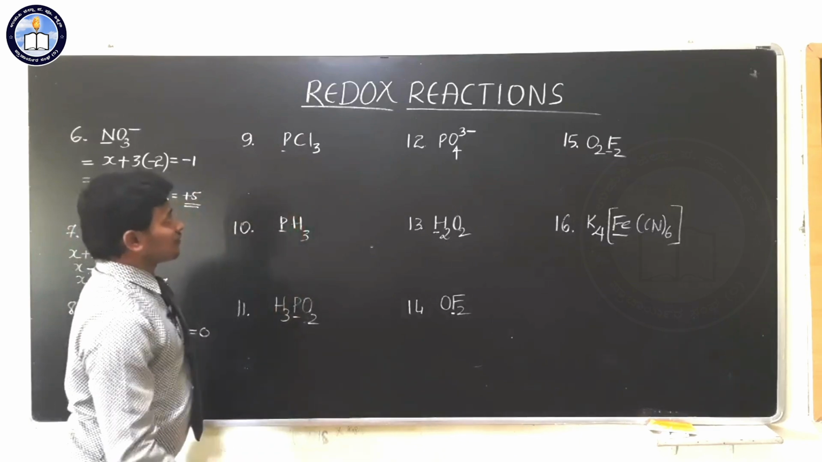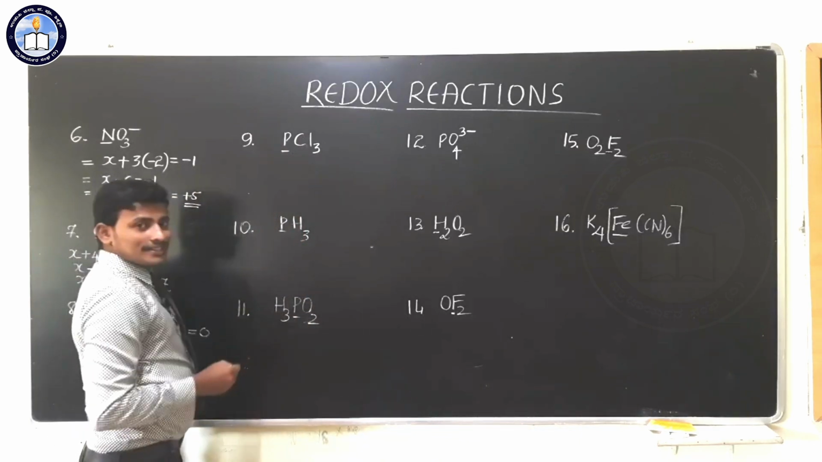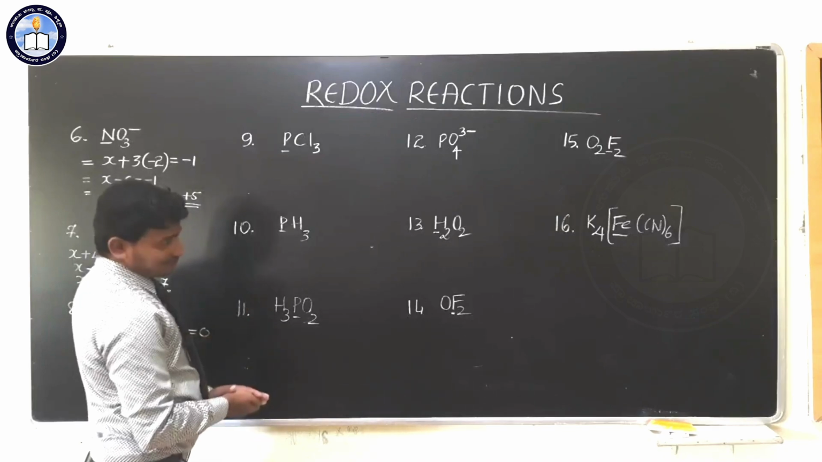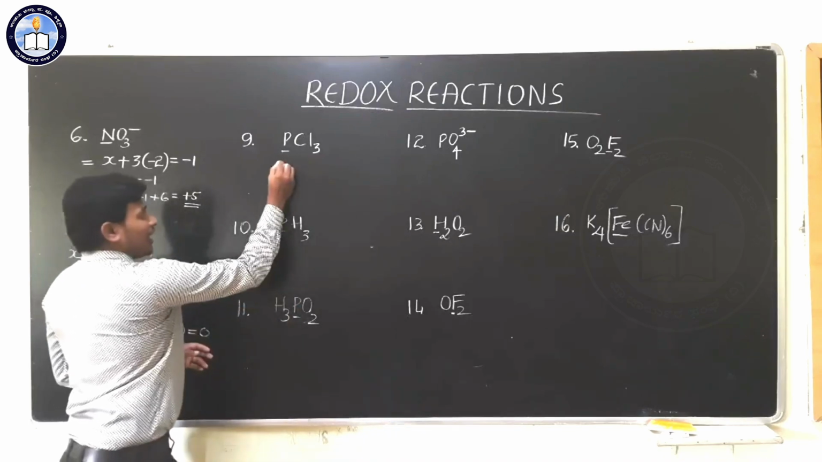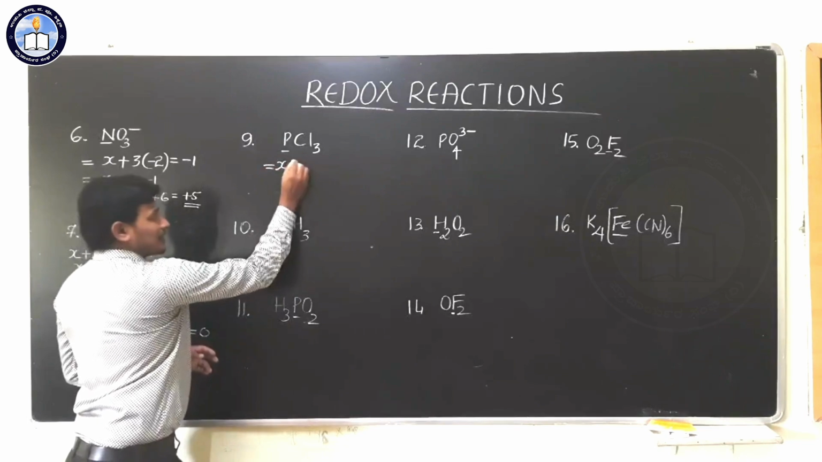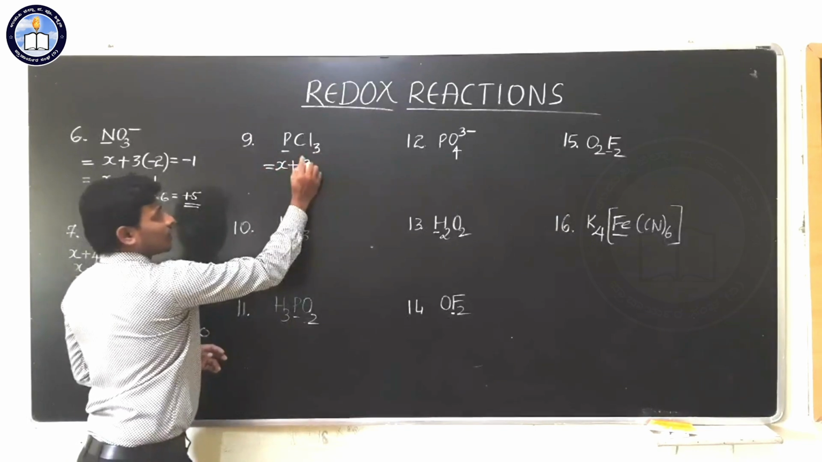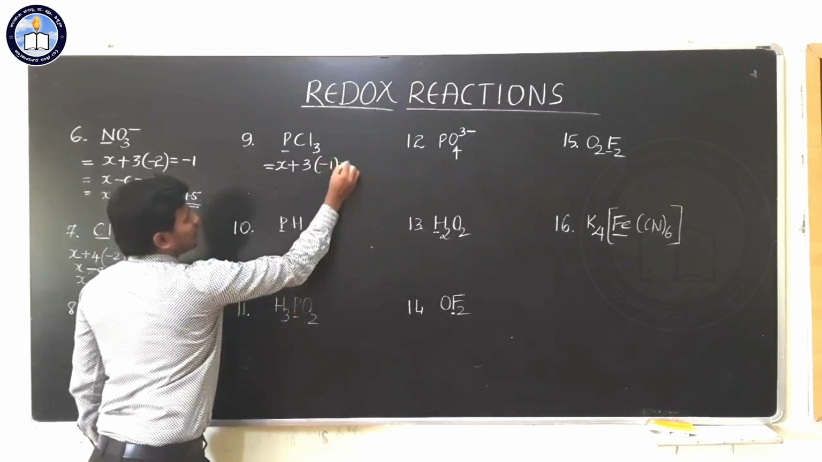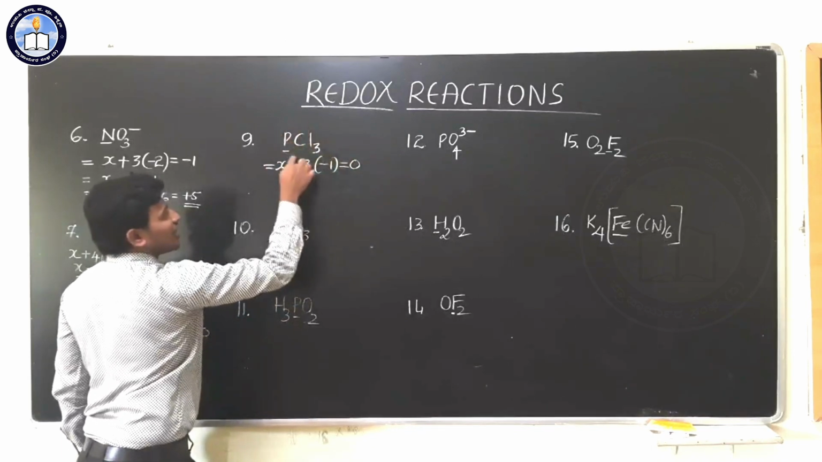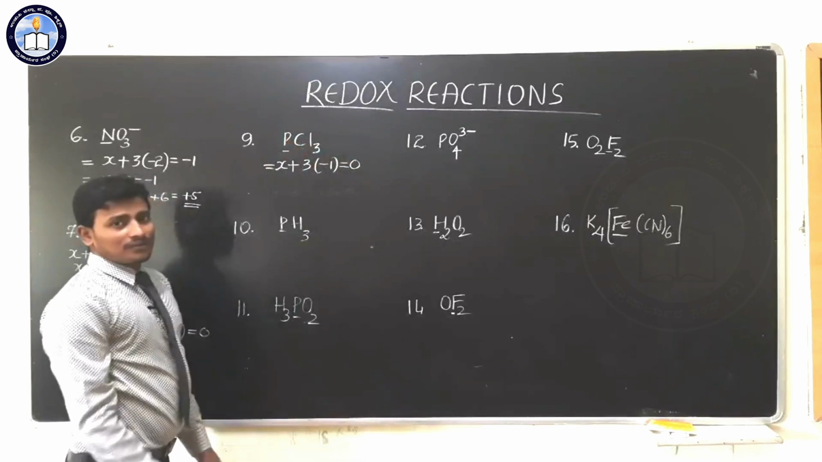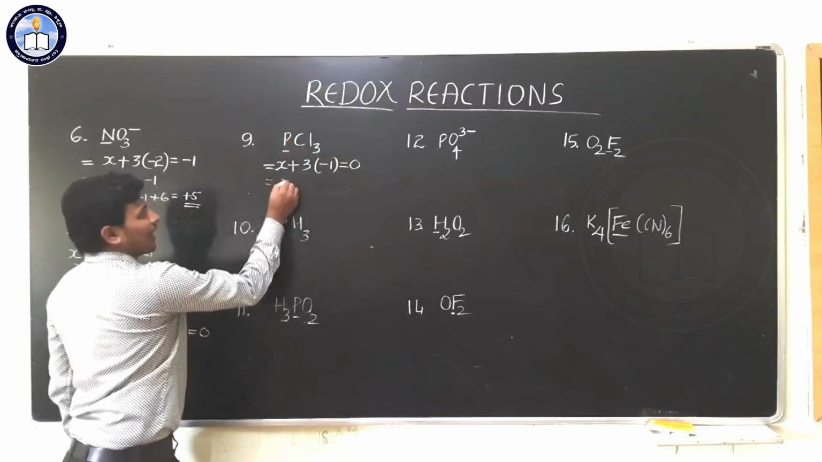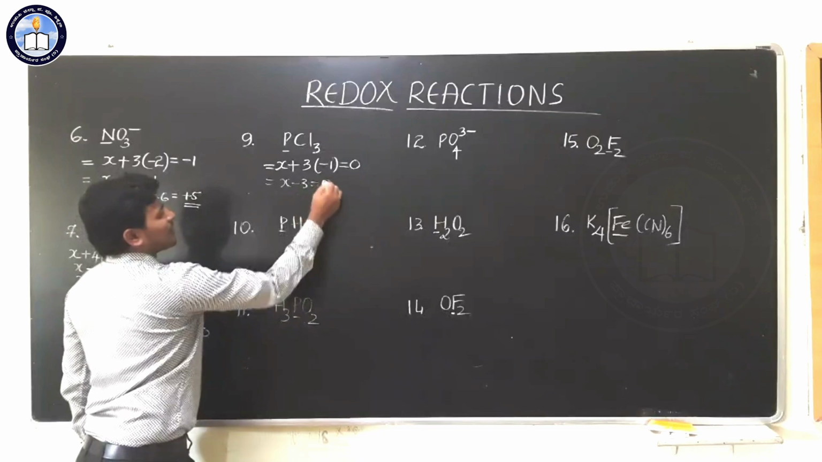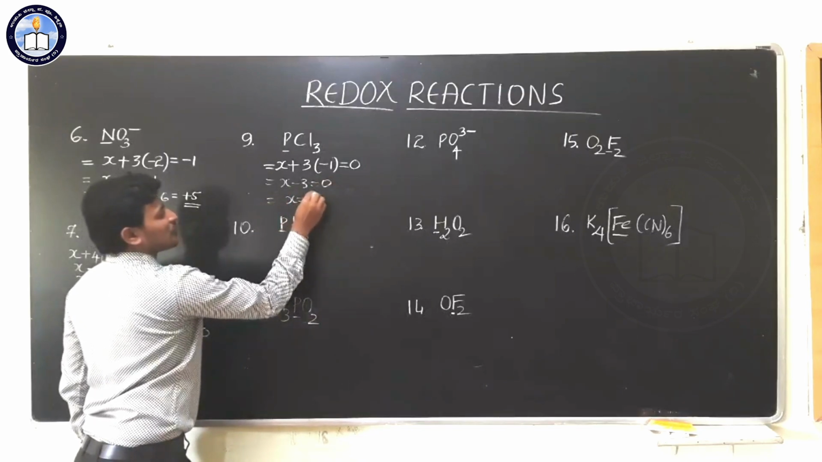What about this one? Phosphorus in this case. Solve this one. x plus 3 into the value of Cl, that is minus 1, equals 0. Why 0? Because there is no charge on the molecule. Hence x minus 3 equals 0, so x equals plus 3.